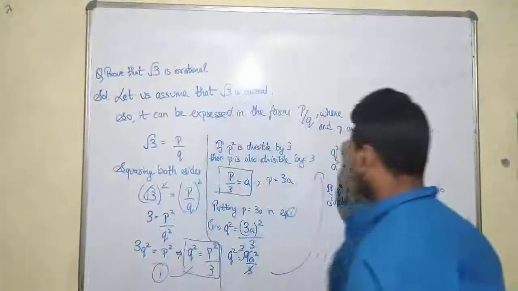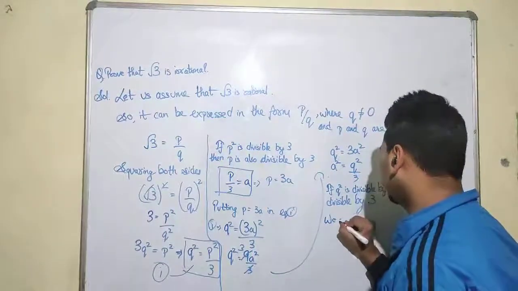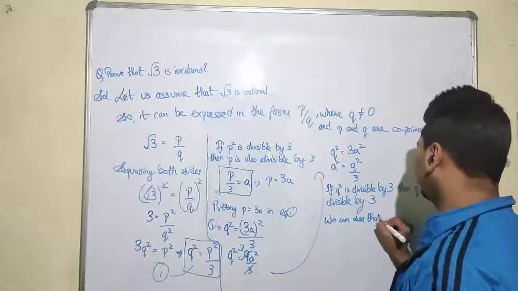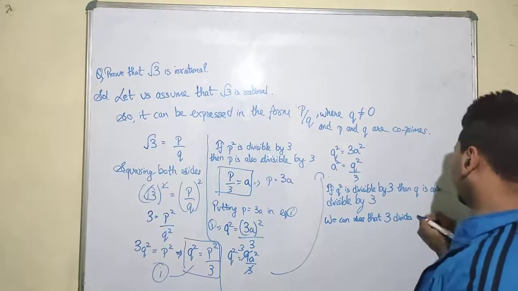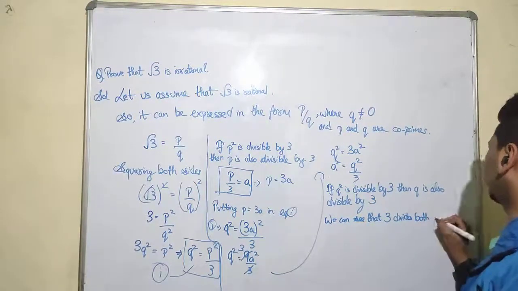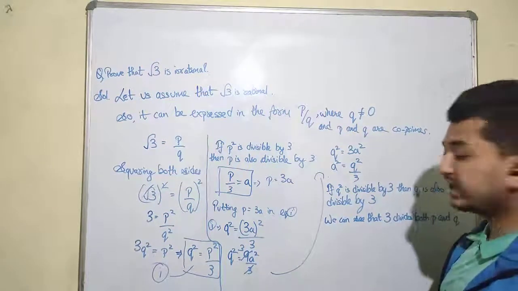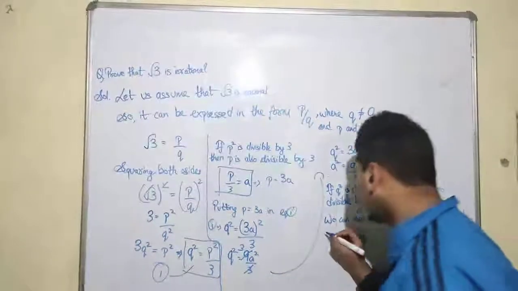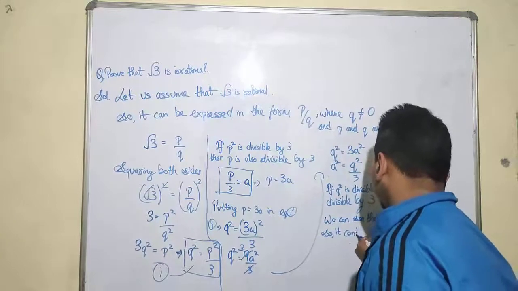So we can see that 3 divides both p and q. So it contradicts.